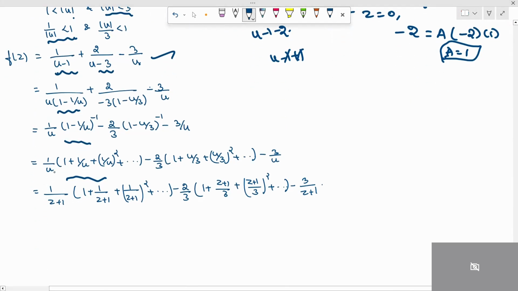Write here 1 by z plus 1, in the place of u put z plus 1; here also z plus 1, 2 by 3 into u is z plus 1, here also z plus 1, then in the last term minus 3 by z plus 1. Okay, that's all.